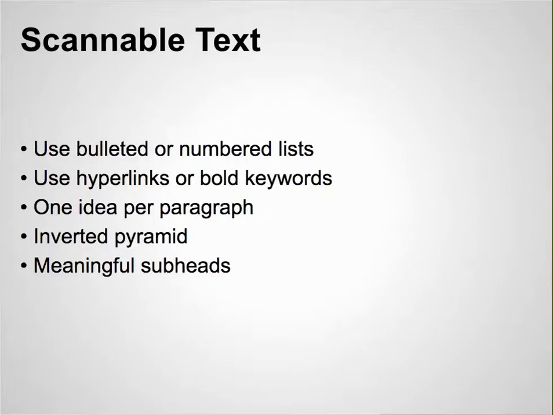How do you make text scannable? Here are his suggestions. Use bulleted or numbered lists. Use hyperlinks or bold keywords. Use just one idea per paragraph. Use inverted pyramid, which you may remember from some of your writing classes. This is the style in which you go from general to specific. And then use meaningful subheads.